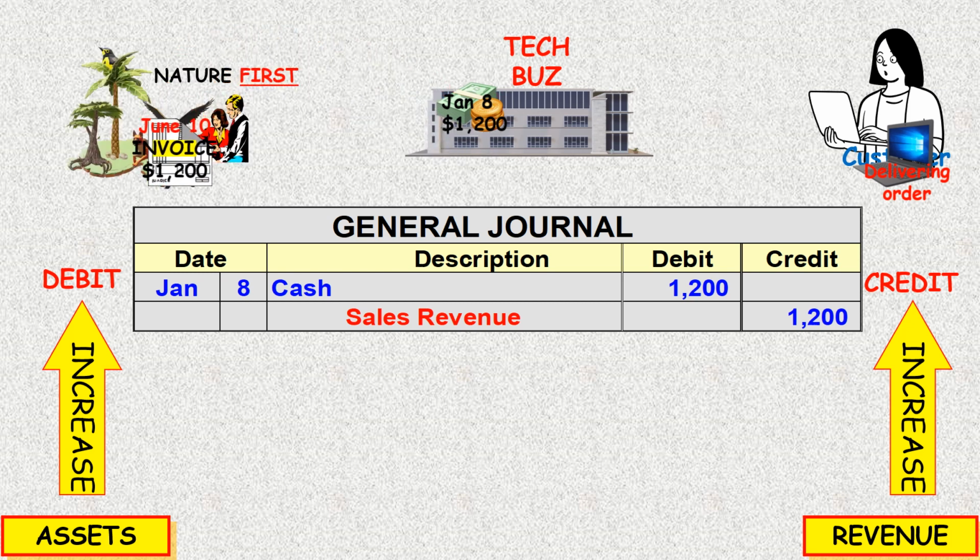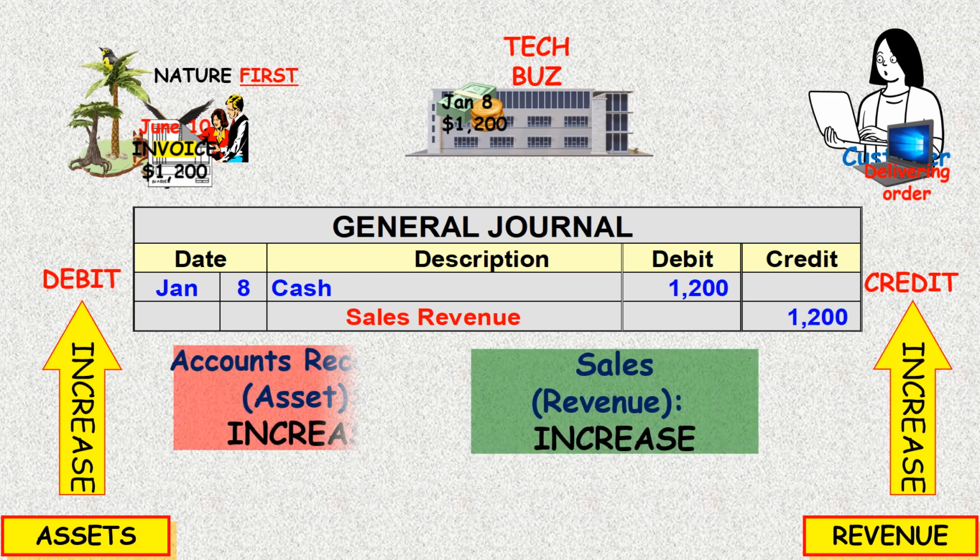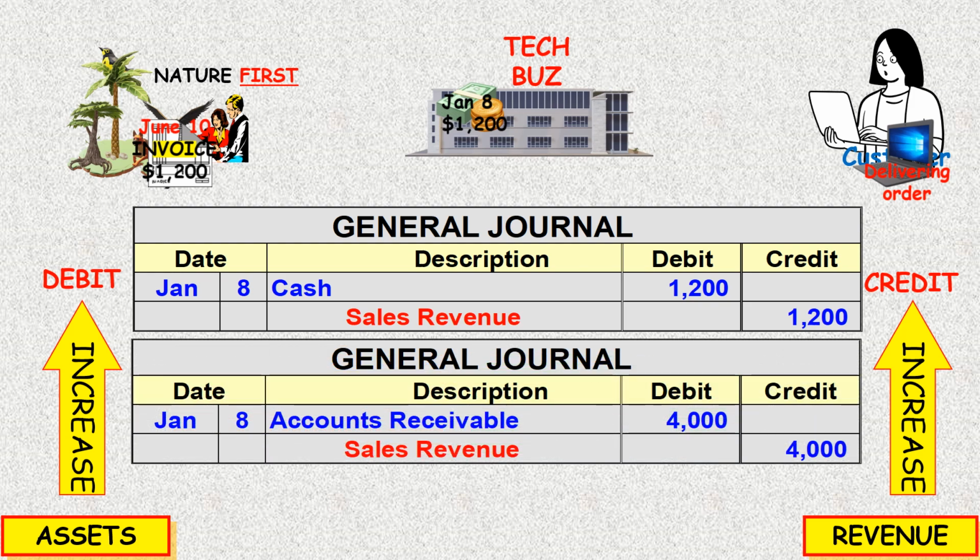Taking a look at this example, here we sold something to our customers and gave them time to pay. That creates a receivable, and that's an increase in receivables, and since we sold something, that means it's our sales. An increase in sales will be credited as well. So here's the journal entry to make: debit accounts receivable 4,000, credit sales revenue 4,000.